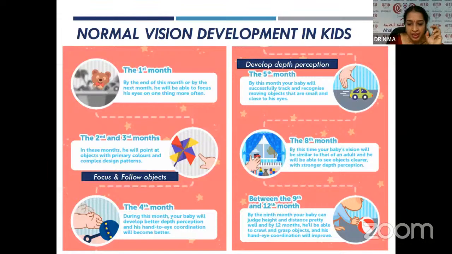And between the ninth and twelfth month, they can judge height and distance pretty well, and they will grasp objects, and hand-eye coordination develops well. So if focusing is not there, fixing and following is not there, depth perception is not there, or if you find any abnormality in your kid, please show to the pediatrician, and they will assess and then refer.